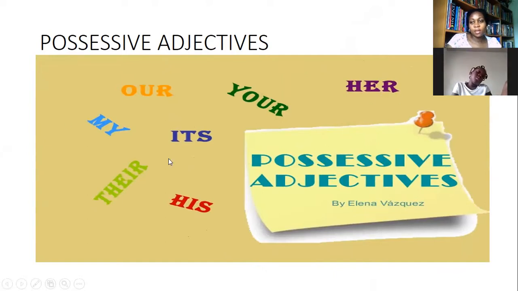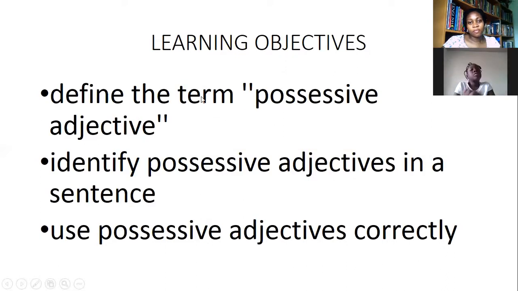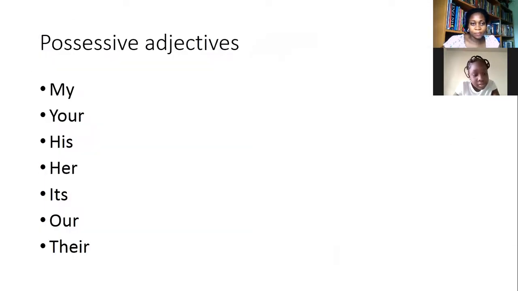Now let's go ahead to look at the learning objectives. For every topic we learn, we have objectives. The objectives are the things you are expected to know at the end of every lesson. So for possessive adjective, these are our objectives. At the end, we should be able to define possessive adjectives, identify them in a sentence and then use them correctly, like you have just done. What you just told me is perfect. It's a good thing you've done.